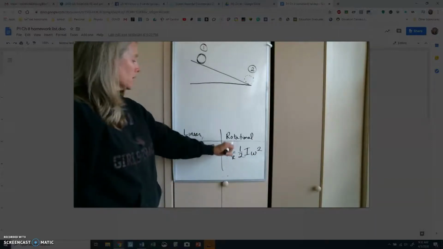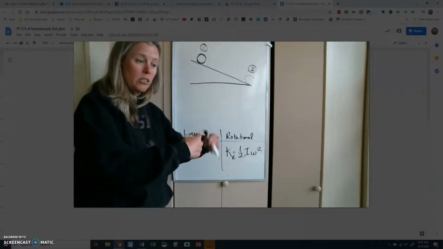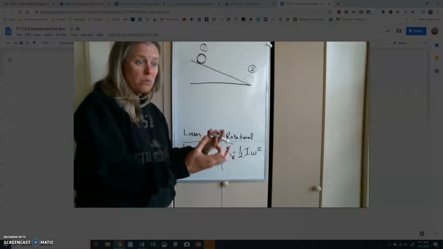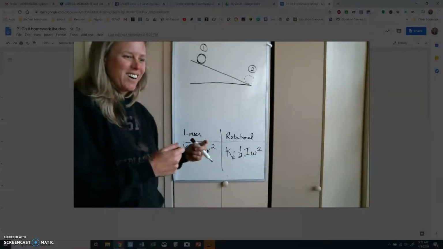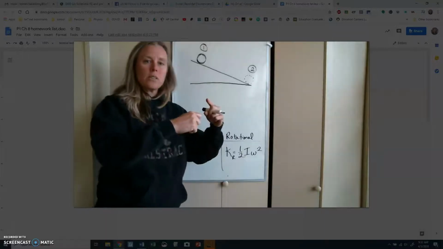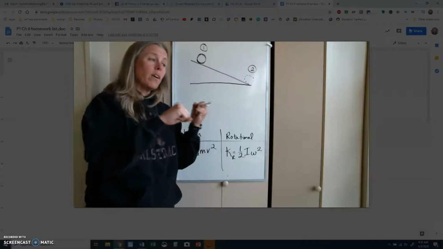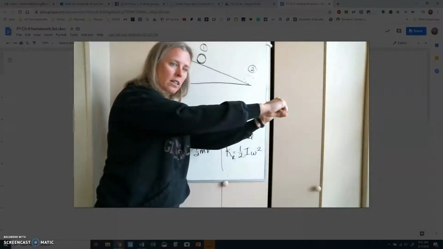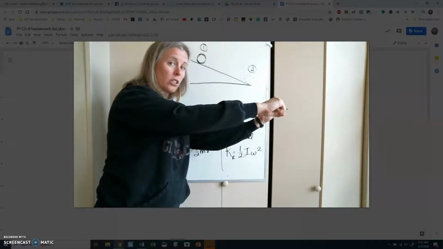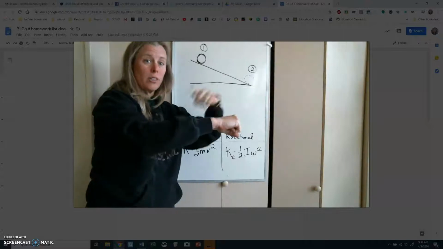Now, what I want to talk about is an object can have rotational kinetic energy just sitting there. If I had my bike wheel, which I must have left in the other house, and I start my bike wheel spinning, guess what? It just has rotational kinetic energy. But what if my bike wheel were rotating and translating?